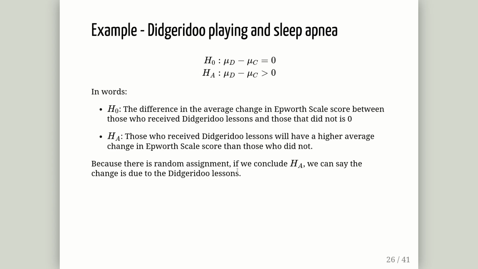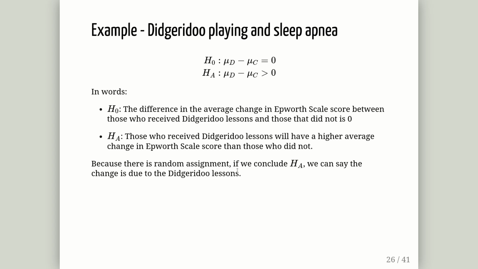We set up our null hypothesis, so that would be mu didgeridoo minus mu control equals 0. The two groups are the same. The didgeridoo lessons didn't change anything. Our alternative hypothesis is that the didgeridoo lessons increased the change in the Epworth scale score after 8 weeks. So the magnitude of the change after 8 weeks is bigger in the didgeridoo group than in the control group. So the difference is greater than 0.